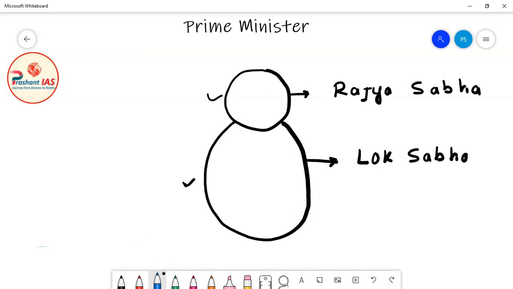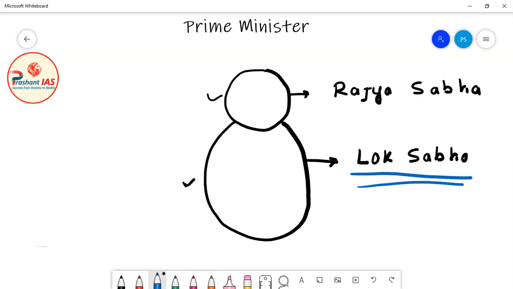Now friends, I have explained in the previous classes how the government is formed in India. So the party which gets a majority in Lok Sabha forms the government. For forming the government, majority is only seen in Lok Sabha, so we are only concerned about Lok Sabha.